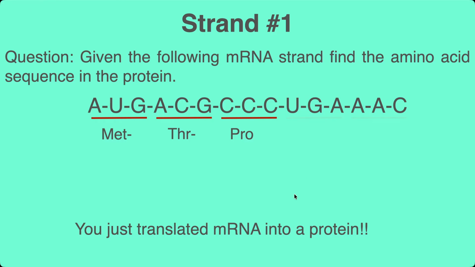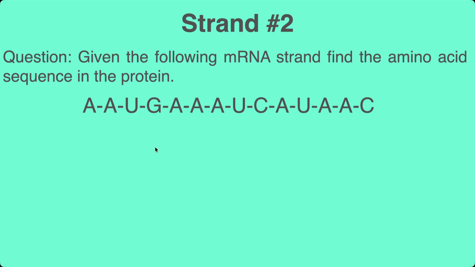All right, number 2. Again, remember, we started with AUG. So this first A is meaningless. AUG, AAA, UCA, UAA. We already know this codes for methionine, so MET. What about AAA? LYS. UCA, SER. And then UAA is a stop codon, so we stop.